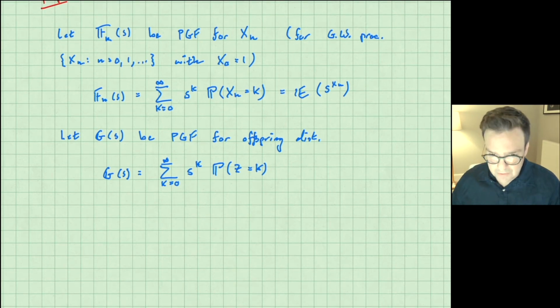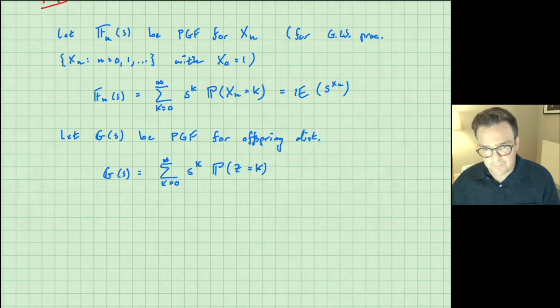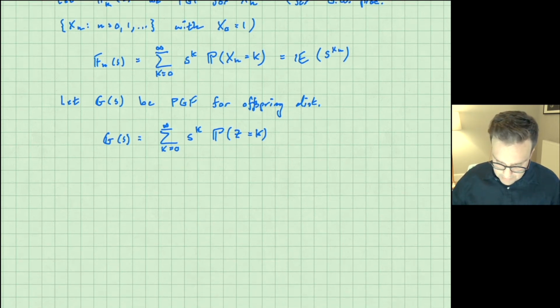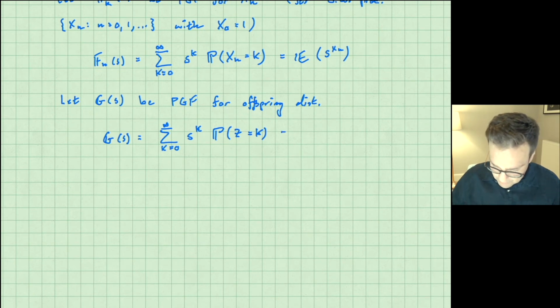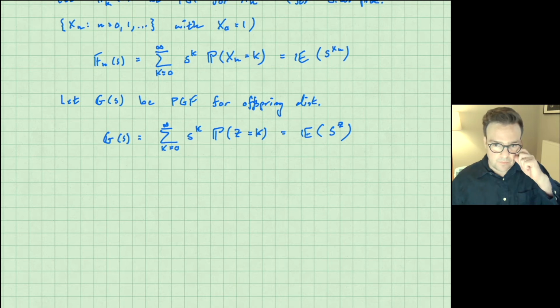Now, we typically won't know this quantity here, or at least we haven't seen it, the probability mass function for the population size, but we typically will know the offspring distribution. And of course you could write this as well, expected value of S to the Z, like that.